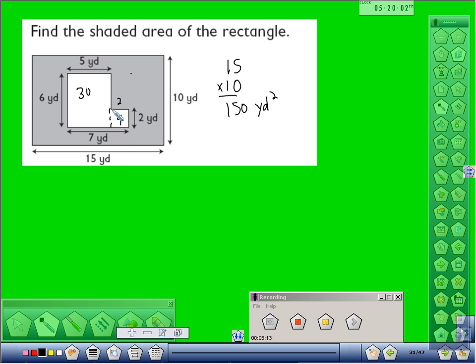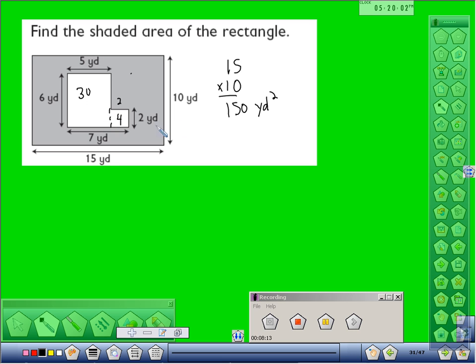Okay, now, think about it. We found the whole area, but we want to get rid of this. That would be like if you had a sandwich and you had cheese on it. You don't want the cheese. You get rid of the cheese. You subtract it. In math, when you don't want something, to get rid of it, you subtract it. Okay, so first we want to subtract 30 and we want to subtract 4.